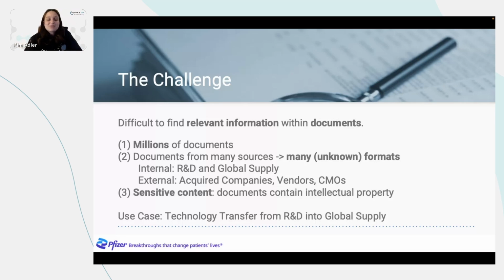And why is that the case? Well, first of all, Pfizer is a really big company. And so there are millions and millions of documents out there. And not just a large quantity of documents, but they come from a variety of different sources. So internally, Pfizer has different pillars like research and development and global supply, and they document everything in their own way. Additionally, we have documents that come from external parties, like from acquired companies, vendors, and the CMOs. So then we also have even more formats of documents that we're not even aware of.